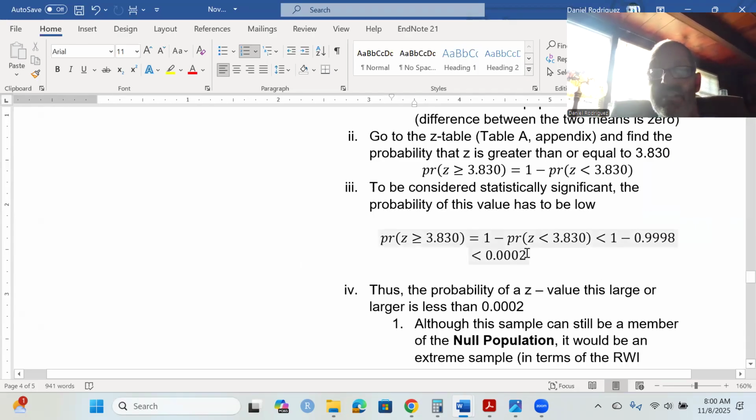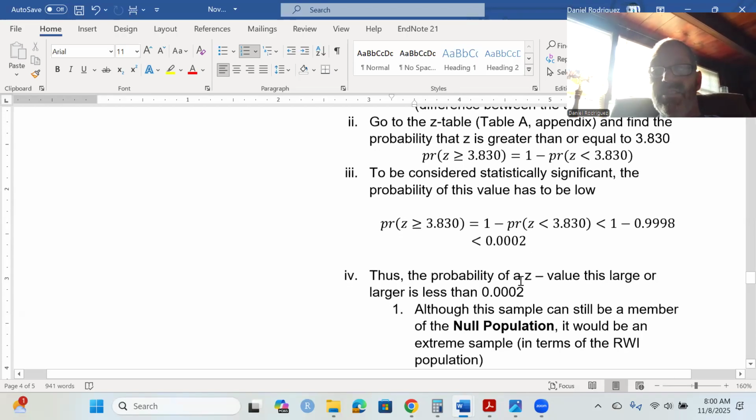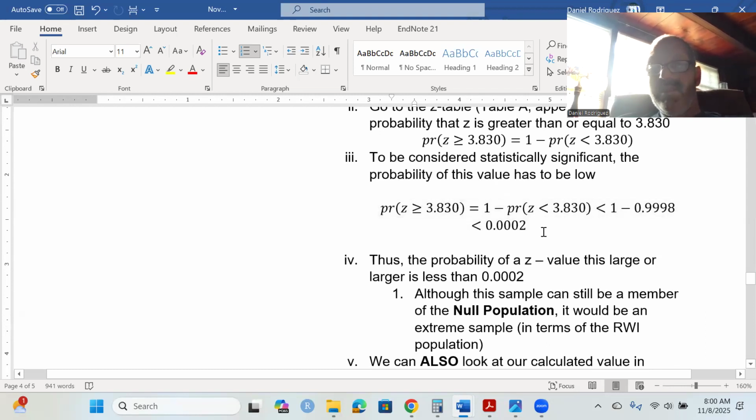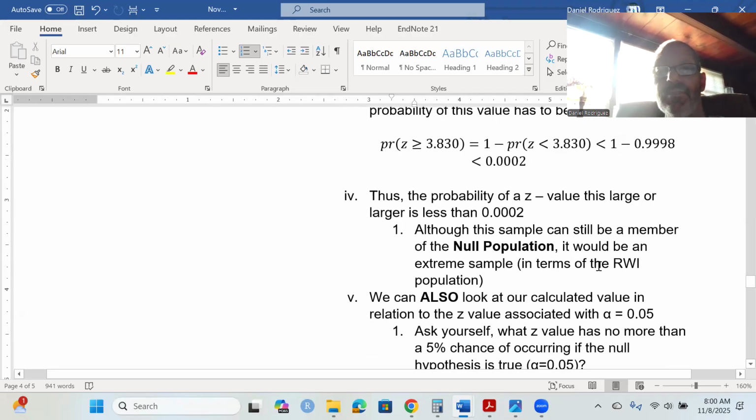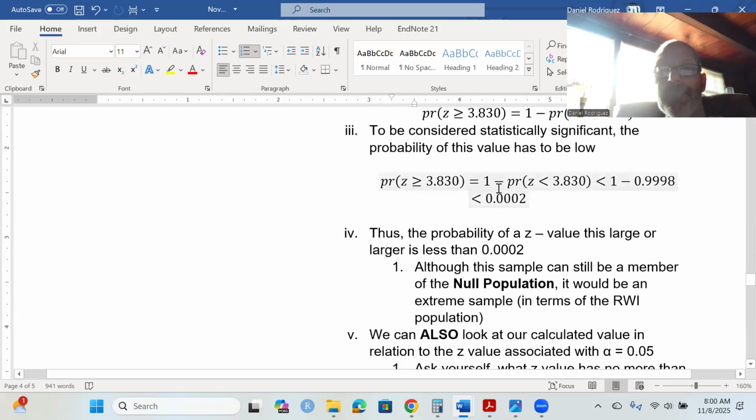So the probability that z is greater than or equal to 3.830 is 1 minus the probability that z is less than 3.830, which is 1 minus 0.9998. It gives us 0.0002. But notice I write less than 0.0002. So my probability is less than 0.002. So what this means is that the probability of a value or a difference as large as we observed or larger. Always have to say or larger, or a probability of z value of 3.830 or larger is less than 0.002.